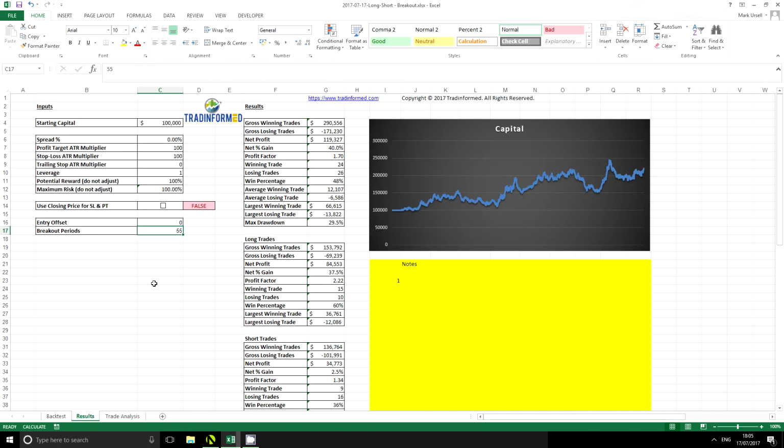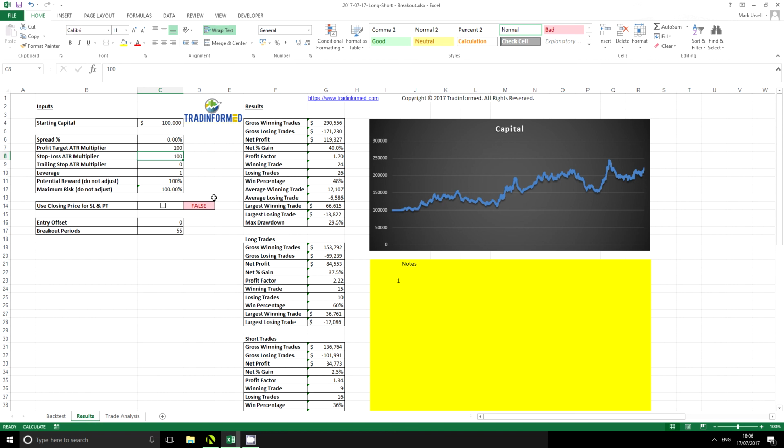Now we've got lots of different values that we can look at when we are using a Tradinformed model, and I'm going to go through them here. So we've got a notional amount of starting capital. I'm not going to look at spread for the time being, but I will come back to that. Now you see we can set here a profit target and a stop loss.